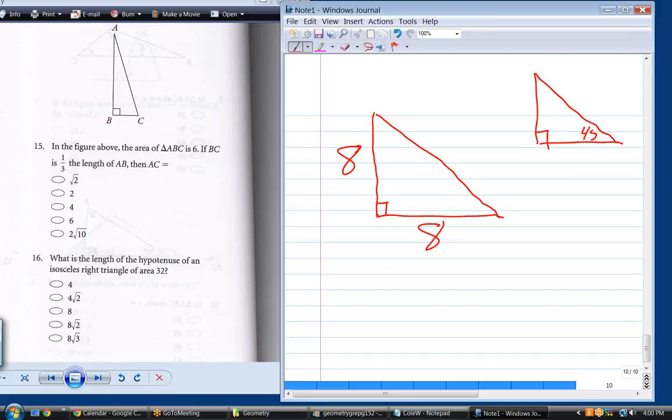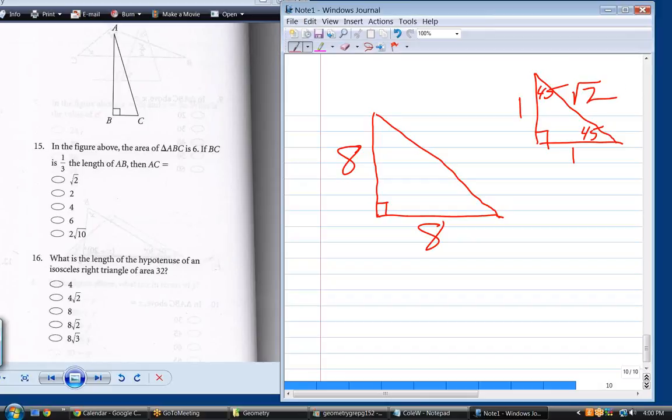45, 45. How do I know this is a 45, 45? Because these two angles have to be complementary and equal. So if I remember my 45, do you remember what the dimensions on this are? What are the dimensions on my unit 45, 45 right triangle? It's 1, 1, square root of 2.